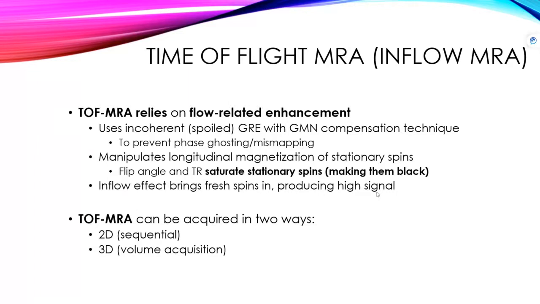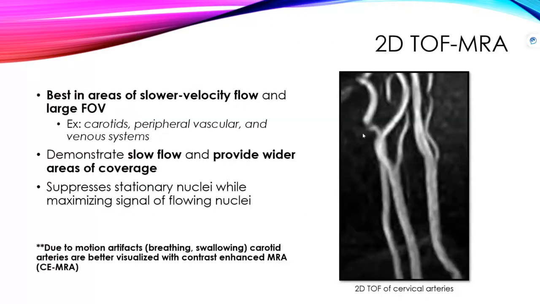We use time of flight in two different ways, 2D sequential or 3D volume acquisition. So let's look at what each of those means. 2D time of flight MRA is used for areas that have slower velocity flow and large field of view. So the carotids, the peripheral vascular and venous systems are going to have more of the slower velocity flow.